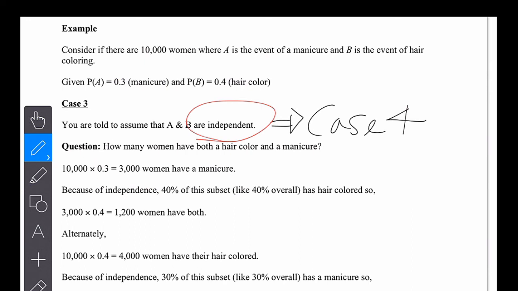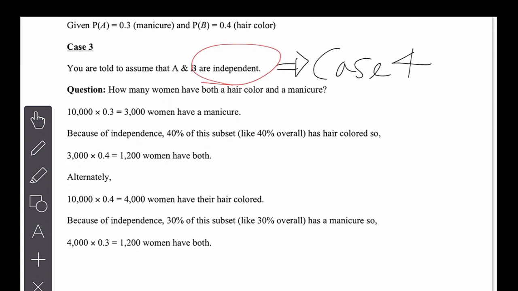What it means is, if they're independent, then of the 3,000 women, 40% also had their hair colored. So I can just multiply 40% of the 3,000 to find out 1,200 women have both a manicure and a hair color. All right, so the values that I have don't change. If events are independent, whether I've seen one event already occur, in this case the manicure, the probability of hair color stays the same. In real life, that's not necessarily the case. So someone either has to tell you they're independent or give you enough information to figure out how to compute the probability of one given the other.